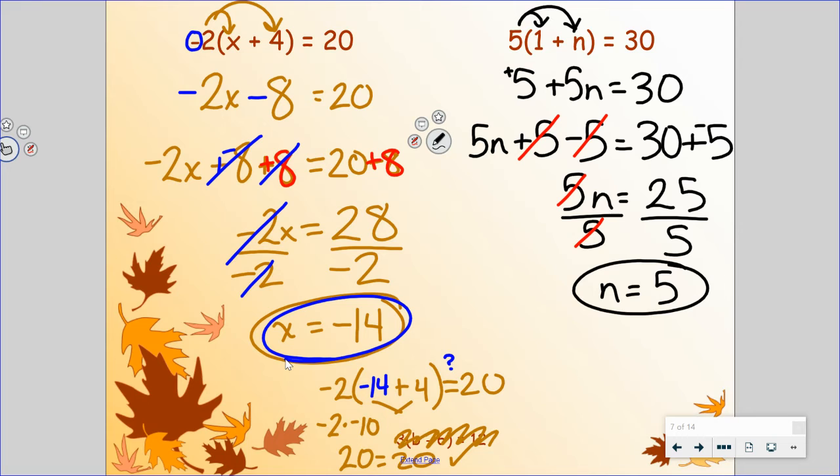I already showed you how to check it. If you want to, you may. But most of us can actually just kind of mentally check. 5 plus 1, 6. 6 times 5, 30. Boom! Got it.